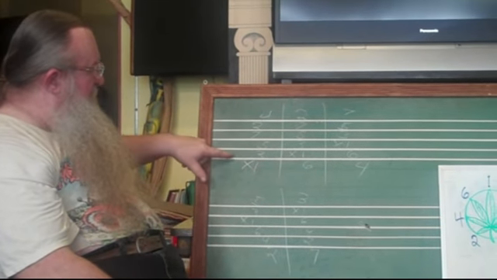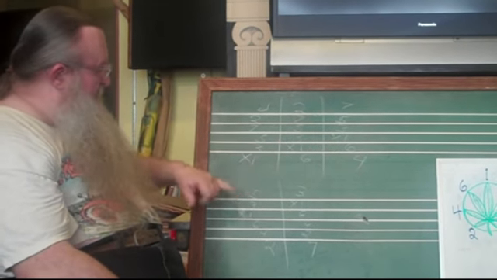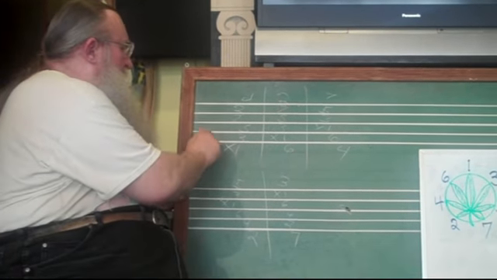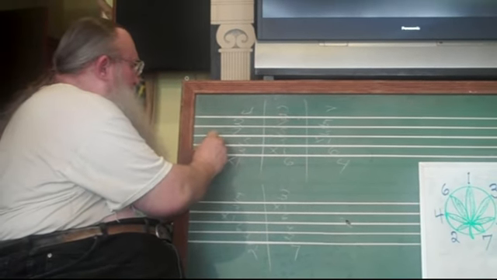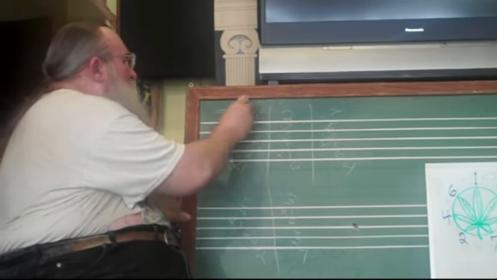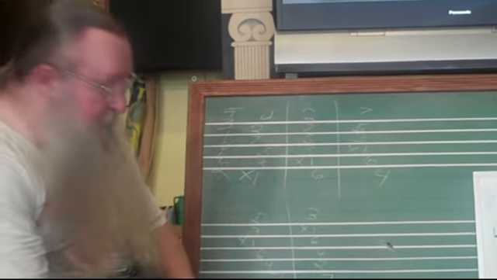Now, in this case, the lines would also follow the same pattern. Between 1 and 3 would be 2. The next line up would be, of course, 4, 6, 1, 3, 5, etc.